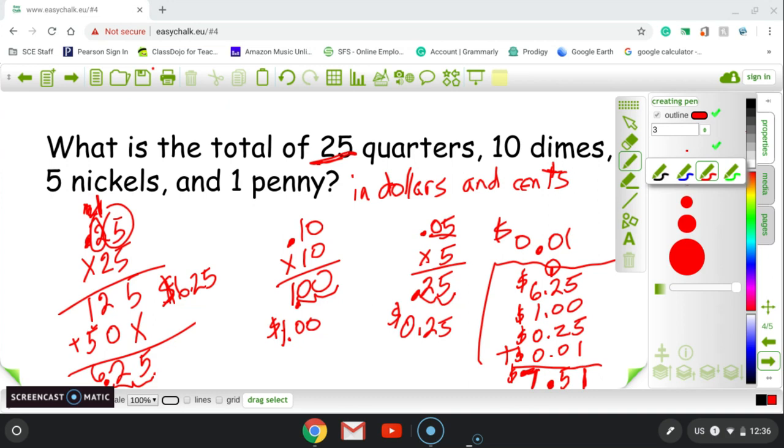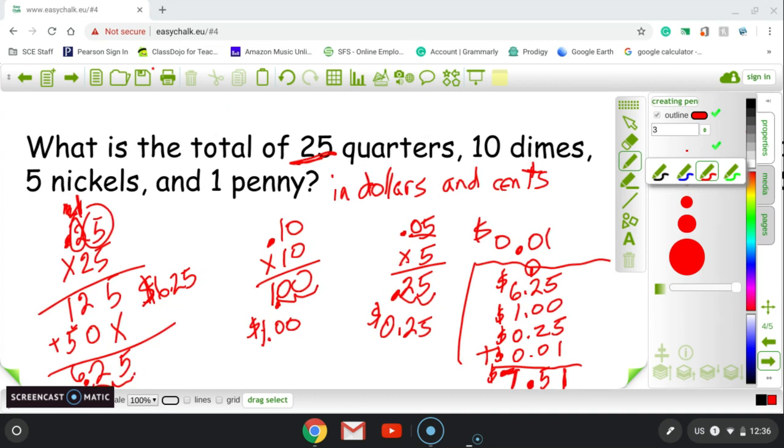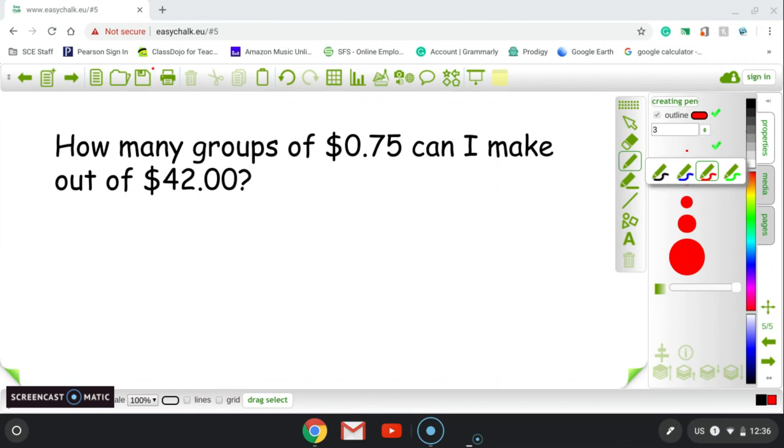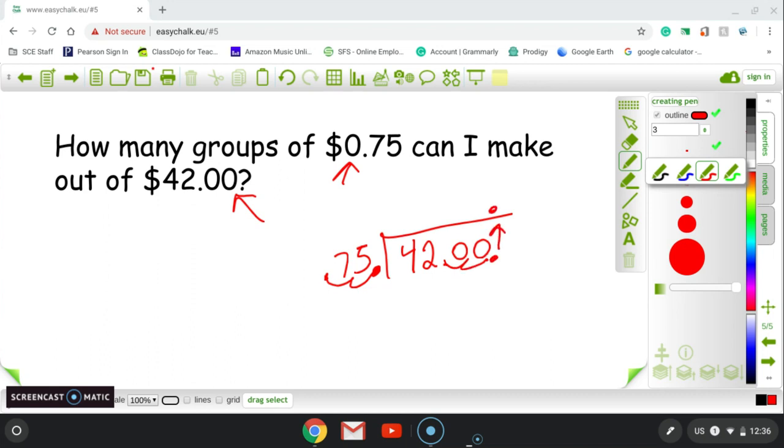The last one was worded a little bit different. We had, how many groups of 75 cents can I make out of $42? Well, I'm starting with $42. And what am I doing to that $42? I'm cutting it into 75-cent pieces. So my 75 cents is going to go out there. Again, I'm not going to put that 0 in front because I don't need it. If it was a different whole number, I would put that in there. I need to move my decimal to the right 2 spots to make a whole number. So this one's going to go 2 spots, and then I can go ahead and bring my decimal up.